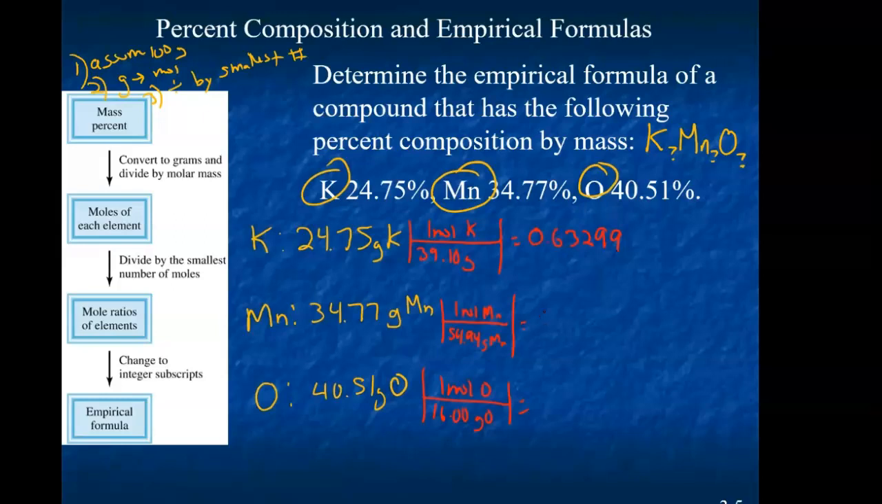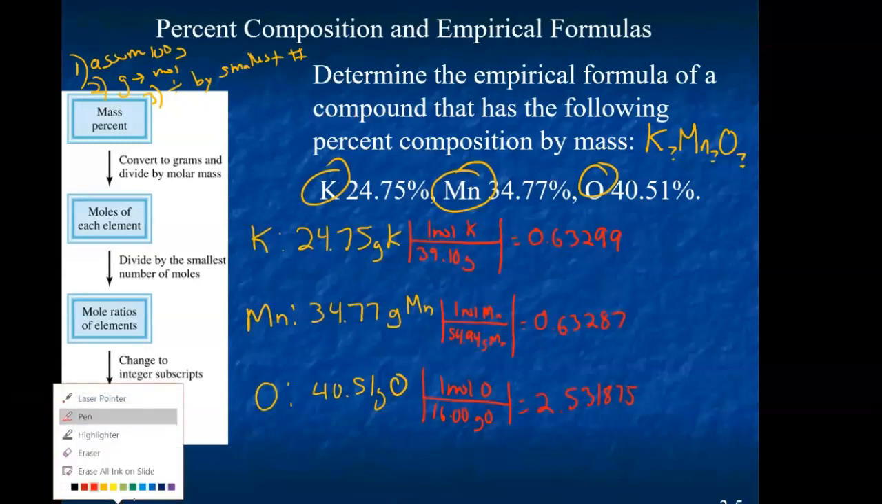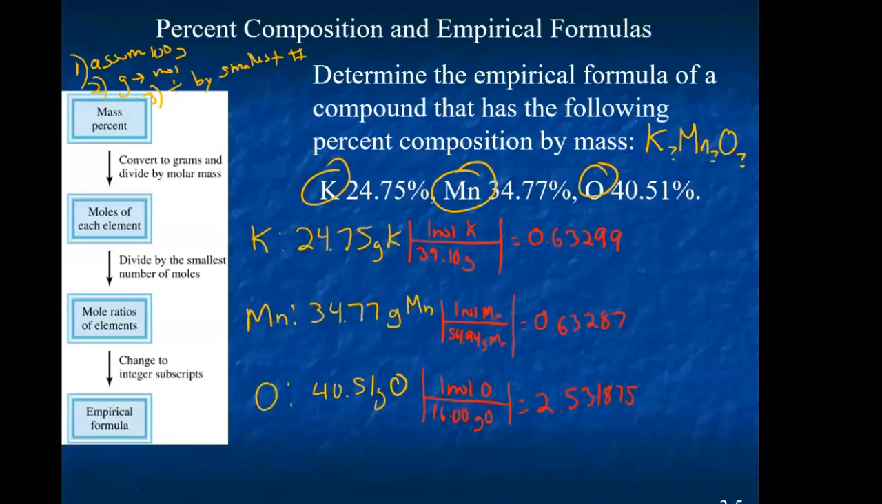And if you can finish this before I can, please do. 0.63287, 1.51 divided by 16. Okay, that's step 2. Step 3, divide by the smallest. Let's do this one in light blue. So you pick out, okay, which one is the smallest number? Well, this one is barely the smallest. And whatever you do to one, you do to them all. This is why I treat it like a machine.